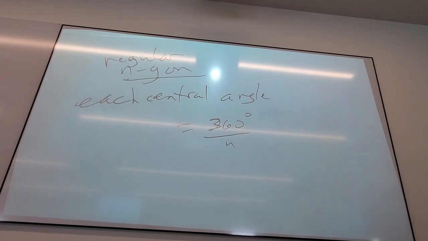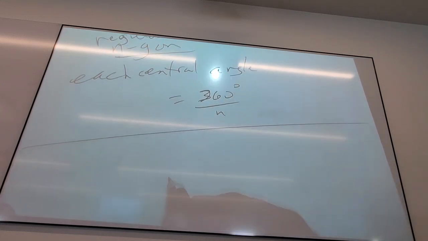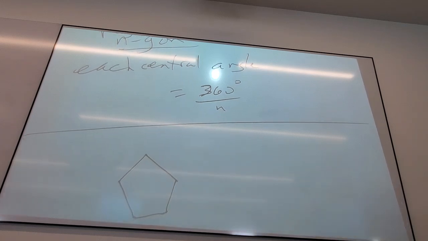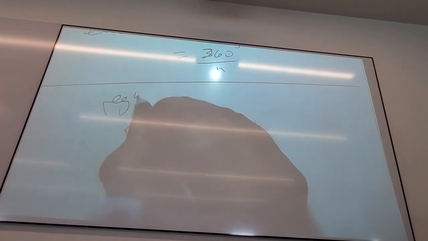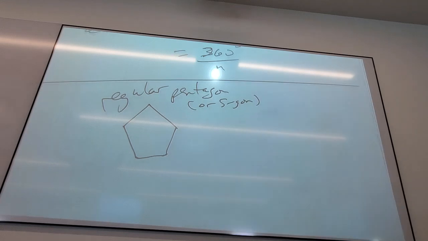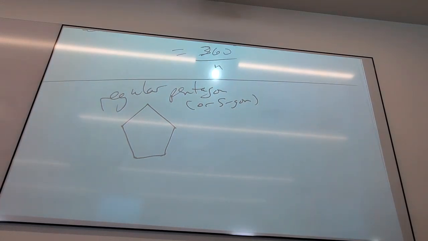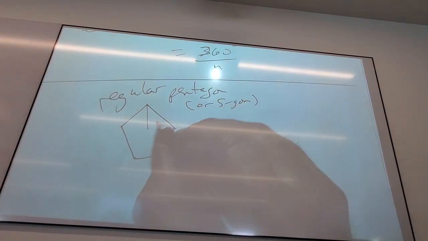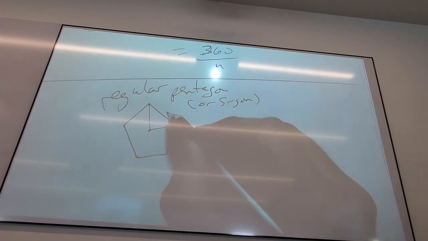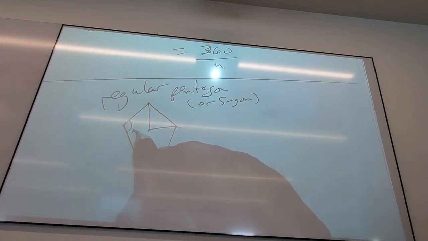And then there's one last thing. Of course there is. Let me see if I can make this on my own. Pretend like this is a regular pentagon, or 5-gon. I've got the idea of my center angle. Yes, I've got the idea of what we call interior angle.